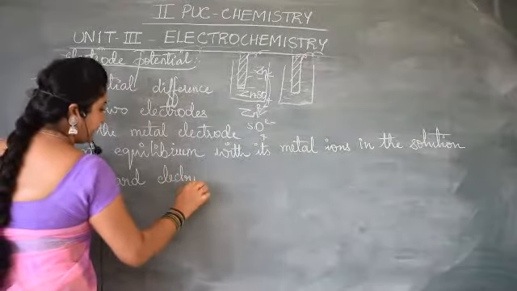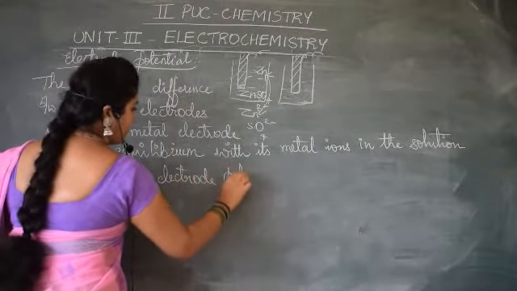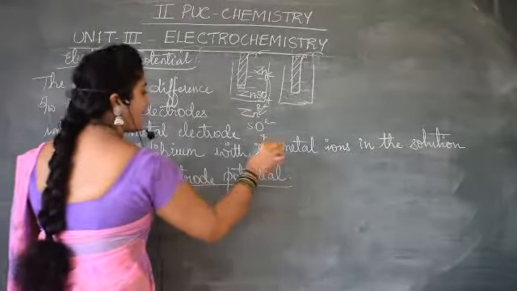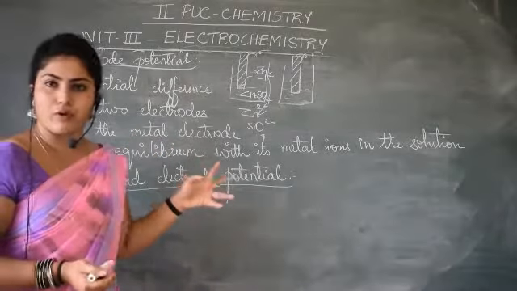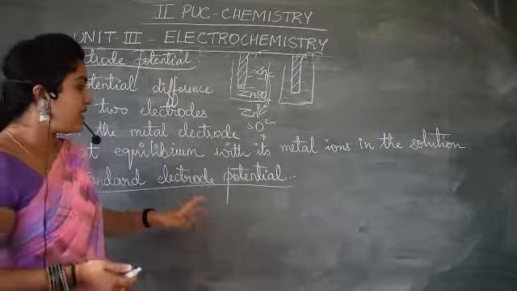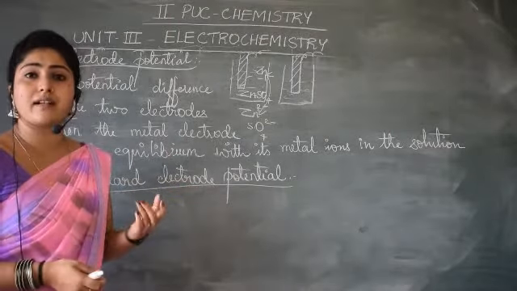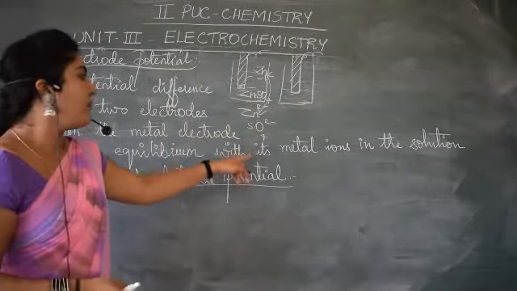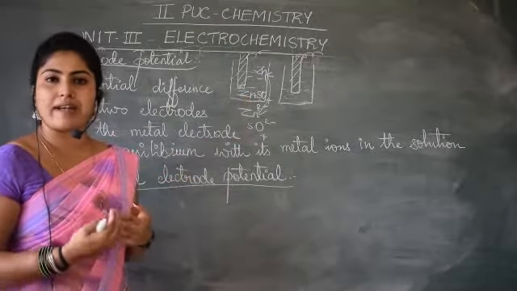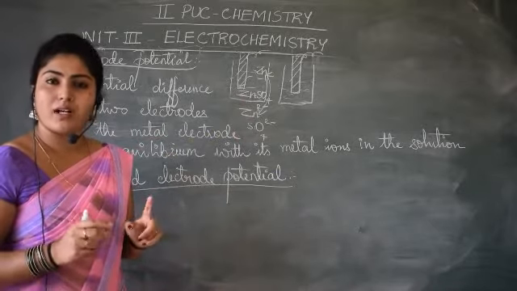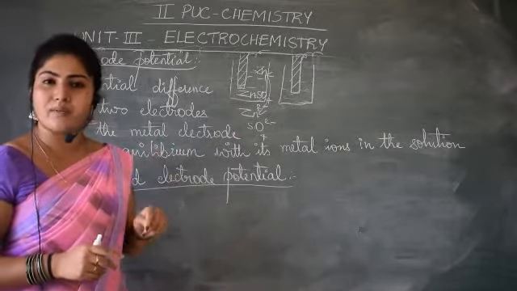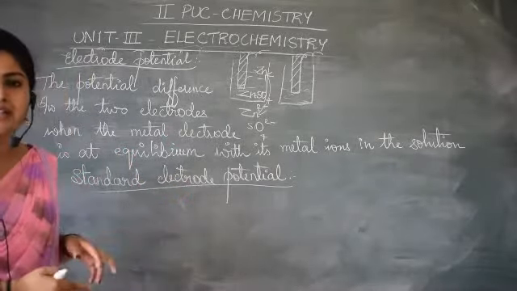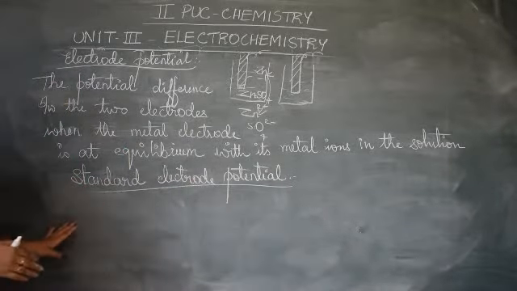Standard electrode potential. So you know what is electrode potential. Standard electrode potential means the electrode potential that we define at standard conditions, that is at 298 Kelvin, and when the concentration of metal and its ion, or metal and electrolyte, is unity. When the concentration of metal and its respective ions is unity, then the electrode potential we call the standard electrode potential. So how do you define this?